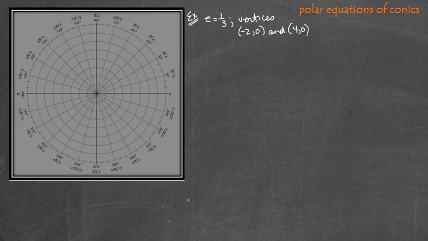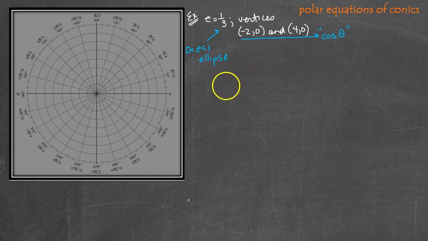So let's think what we have. We know the eccentricity is 1/3, which is less than 1. So E is greater than 0 but less than 1. Therefore, we know we're looking at an ellipse. We also know that the vertices are on the pole or the horizontal axis, which means that we're looking at some cosine function.